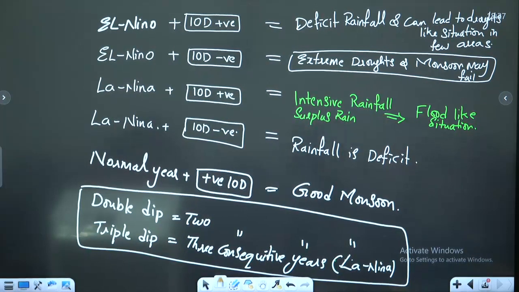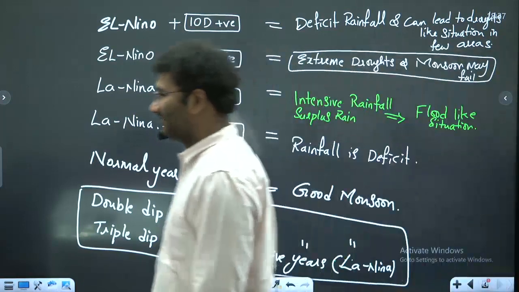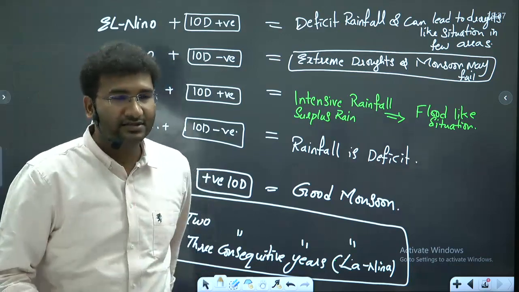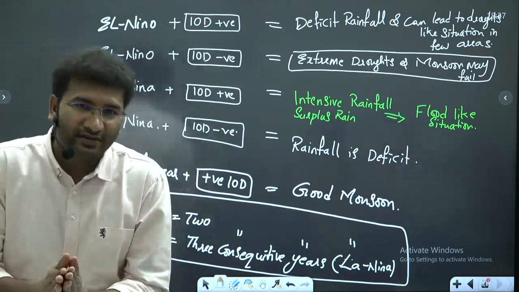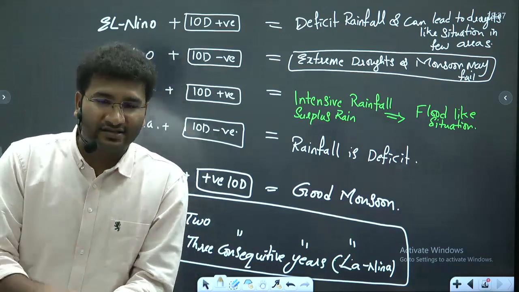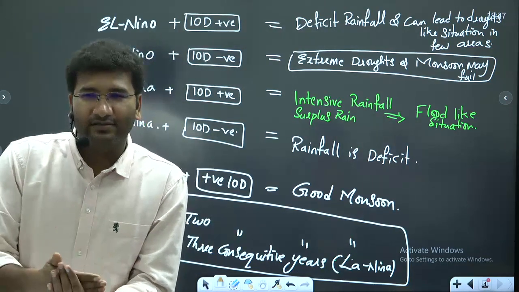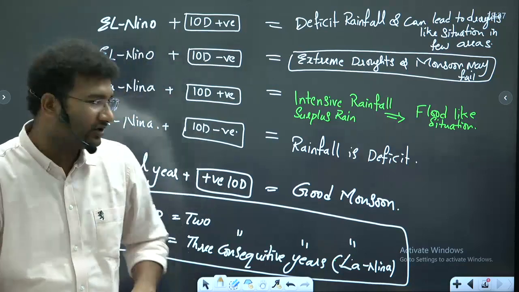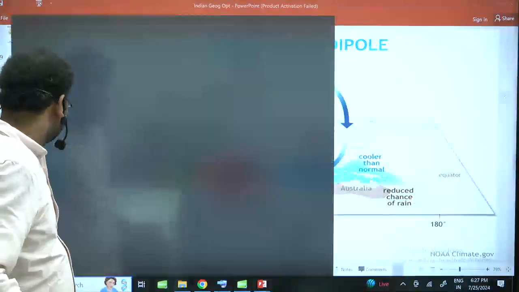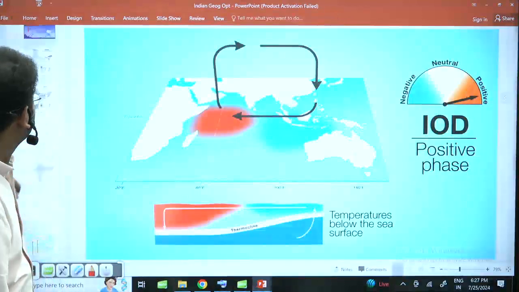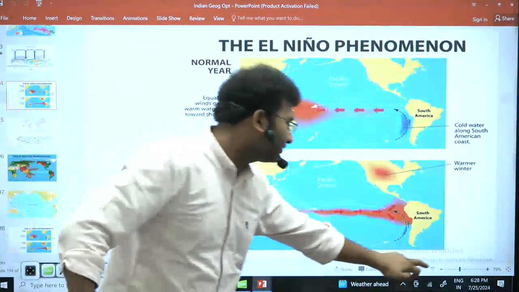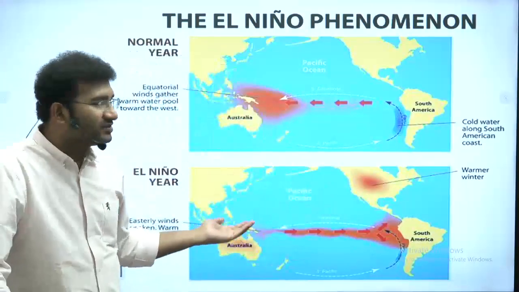Yes. Done? So couldn't understand La Nina. Look, La Nina means whatever the conditions that you have in the normal years, the excess of the normal year is called La Nina. See, or else you can also say that reverse of El Nino is La Nina.